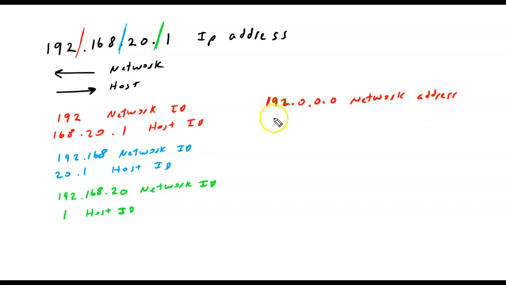Whereas in this case, 192.168.20.1 is the host address. Now notice that these both have all 4 octets in them. So you have to have all 4 octets in order to call it an address. Otherwise, it's an ID. And of course, the same thing is true down here.